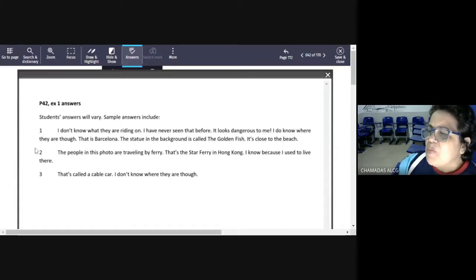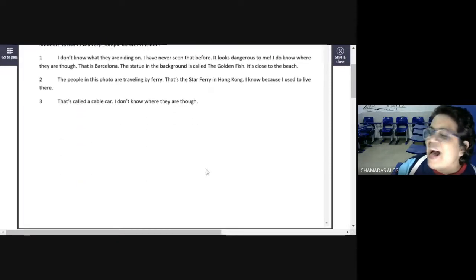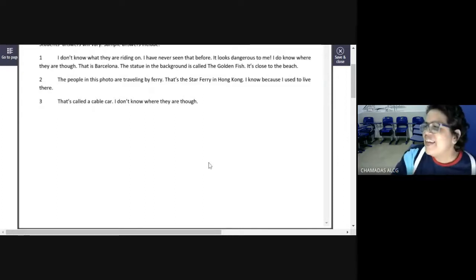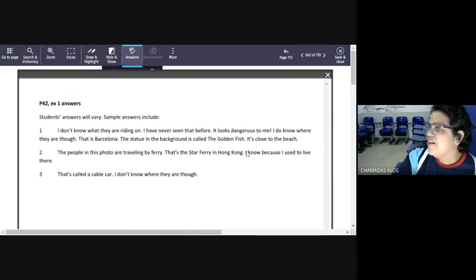Number 2, the people in this photo are traveling by ferry. That's the Star Ferry in Hong Kong. I know because I used to live there. Oh, it's not New York. I thought it was New York too. So, Hong Kong. The third one, that's called a cable car. I don't know where they are though. Ah, but we do. That is San Francisco for sure.